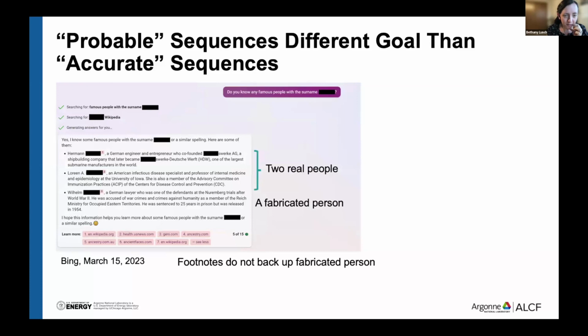And my personal favorite for this is last year I asked Bing Chat, do you know any famous people with this surname? It's in my family. It's an unusual last name. And the spelling changed over the years. So there's not very many people with this particular surname. Now Bing said it was searching famous people with that surname. It says searching for that surname, Wikipedia, and then generated this list.